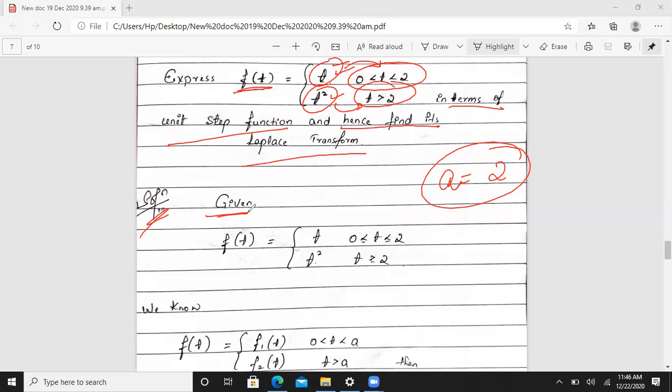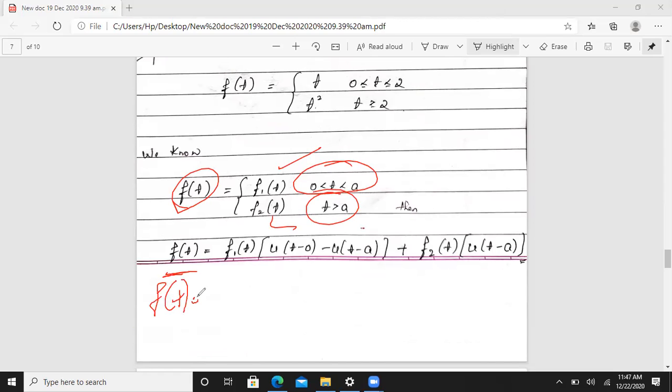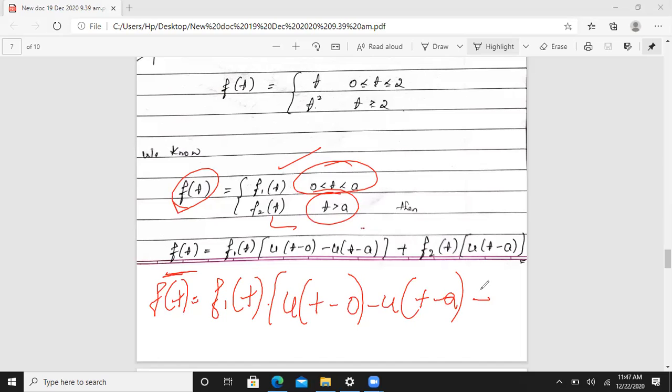In terms of unit step function, and hence find its Laplace transformation. Okay, the solution is, first we will write the given equation: first function is t, second function is t square. First function when t lies between 0 to 2, and second function is for t greater than 2. According to your note, f of t is equal to the first function as it is into u of t minus 0 minus u of t minus a, plus the second function as it is into u of t minus a.